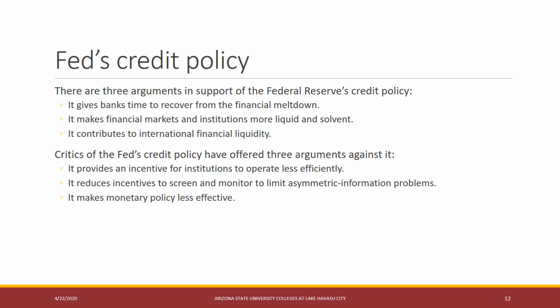But critics of the Fed's credit policy have offered three arguments against it. It provides an incentive for institutions to operate less efficiently. It also reduces incentives to screen and monitor in order to limit the asymmetric information problem. It makes monetary policy less effective.